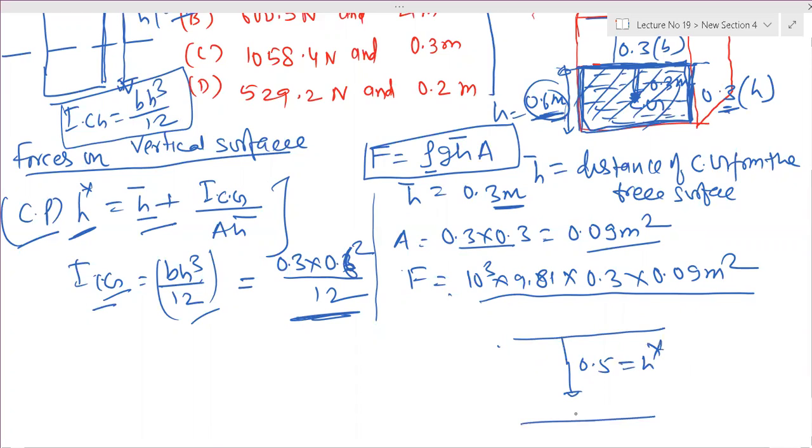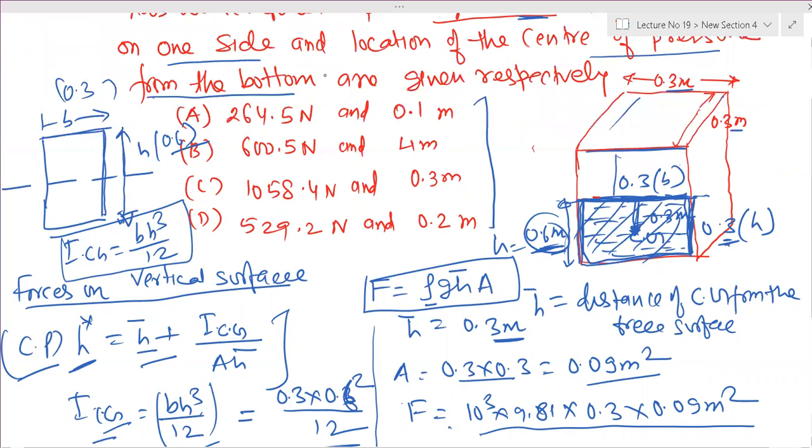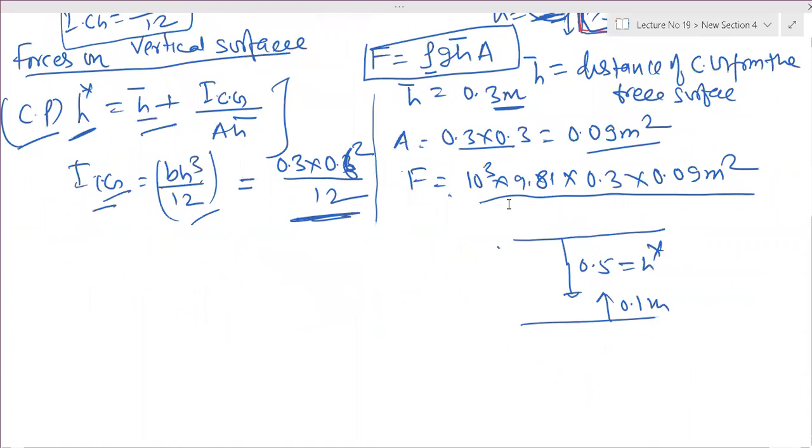So what about from the bottom? From the bottom it will be 0.1 meter, because in your problem they have asked you to estimate from the bottom. So of course this is your answer. This is your free surface, and you have water. From the free surface, h star is 0.5. Then from the bottom, it will be 0.1 meter because the total is 0.6 meter.